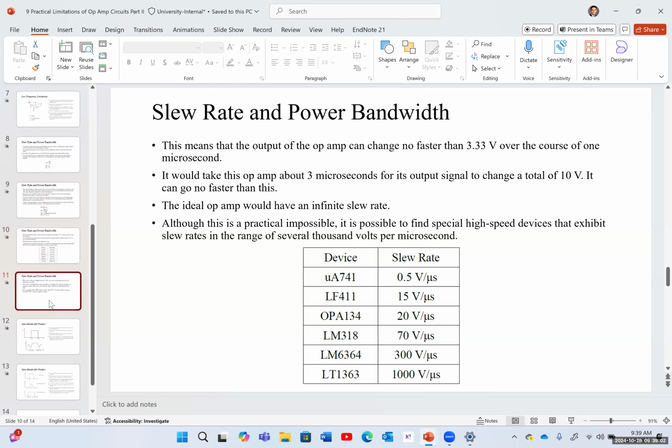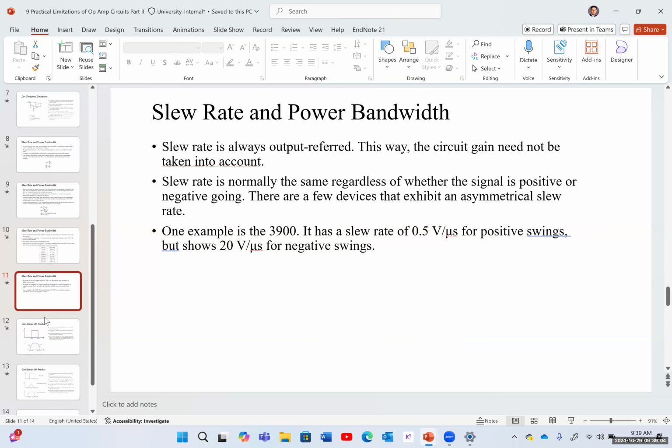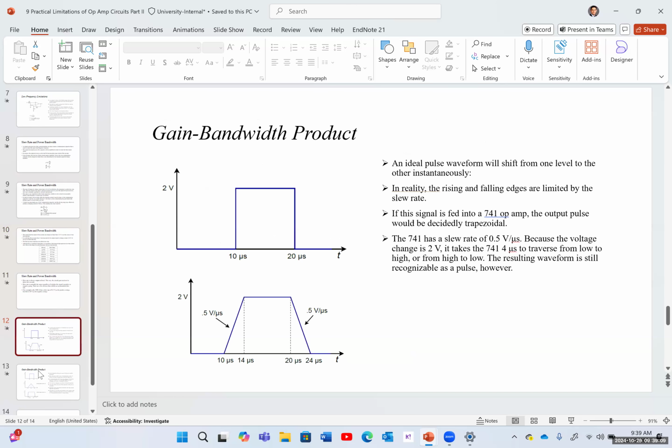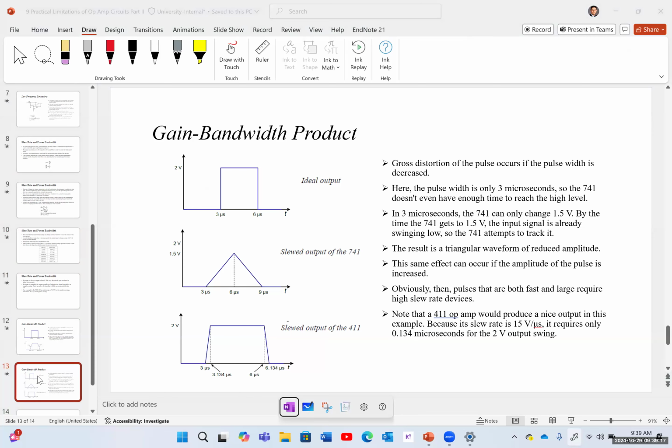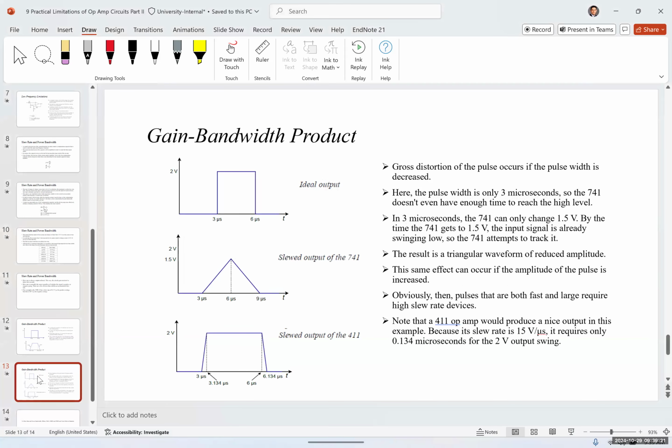So what effect does this slew rate have on these op-amps? The problem that occurs when we have a small slew rate is that when you have a very fast changing input, in other words, a very high frequency input, the op-amp output could not keep up with that input.